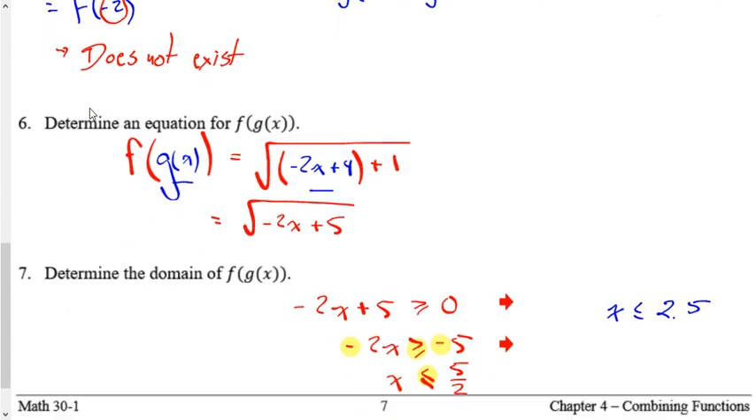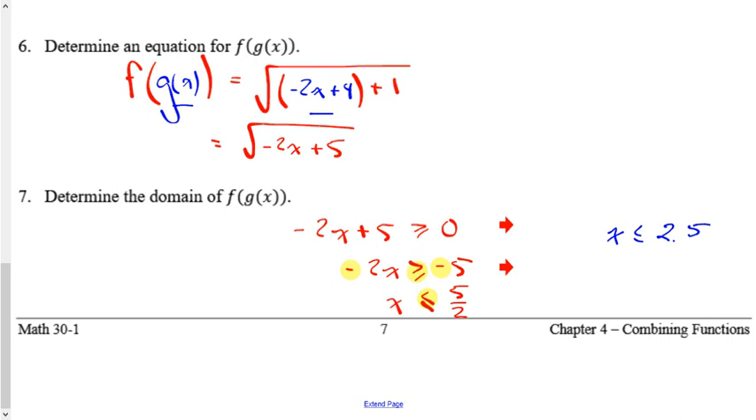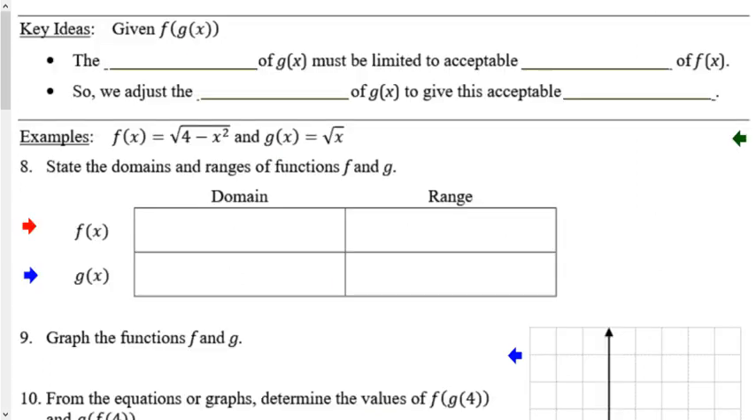Let's look at the next page. Here's the key idea, and we looked at this in the previous lesson. The output of g of x must be limited to acceptable input of f of x if g of x is the inside function and f of x is the outside function. Okay, so we need to have this statement here to begin with. g of x is the inside function. So we adjust the domain of g of x to give this acceptable output.